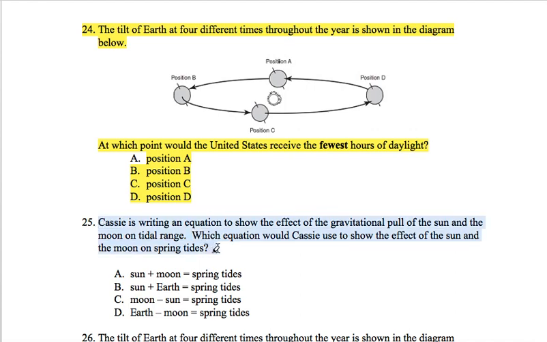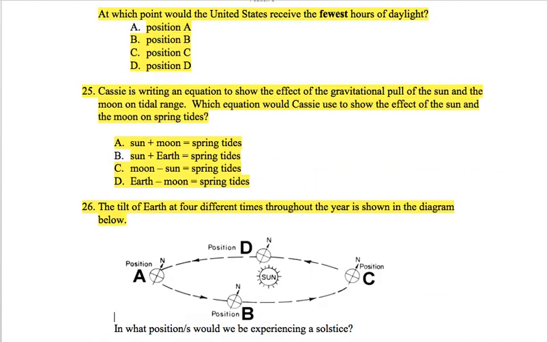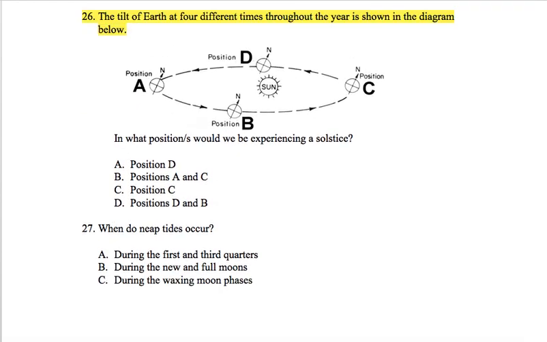Number 25. Cassie is writing an equation to show the effect of the gravitational pull of the sun and the moon on tidal range. Which equation would Cassie use to show the effect of the sun and the moon on spring tides? A. Sun plus moon equals spring tides. B. Sun plus earth equals spring tides. C. Moon minus sun equals spring tides. D. Earth minus moon equals spring tides.